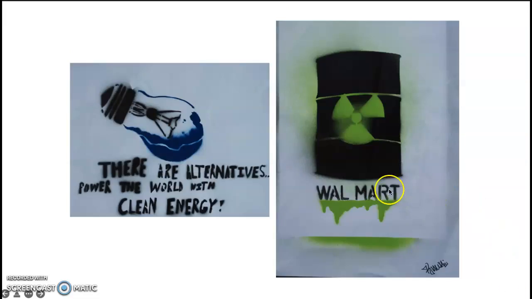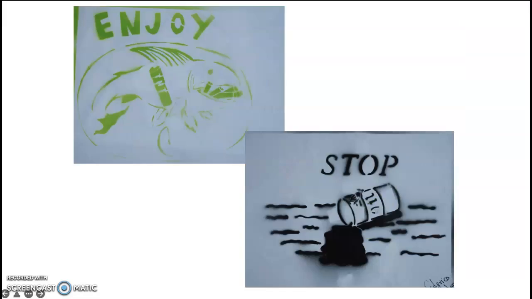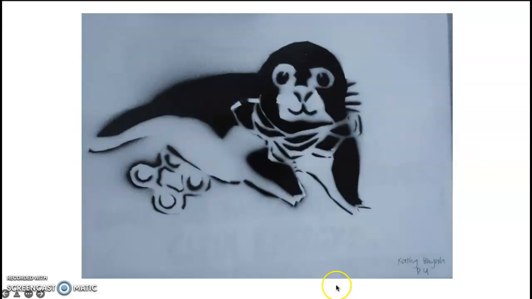Here we have some double color ones, so this person did a stencil just for the green and then put the black on top. This person did one just for the blue and then the black on top, so that's an option. So clean energy, Walmart poison, I love it. This is blast fishing, so it's a fish that has dynamite in it. This probably would have been a little bit stronger in black. Oil spill work. Here we have a poor little seal that has plastic around its neck.